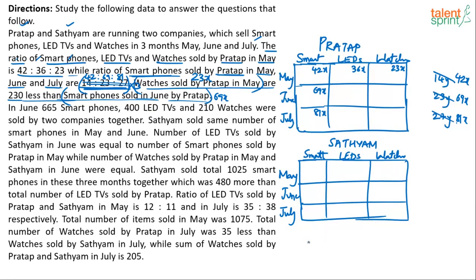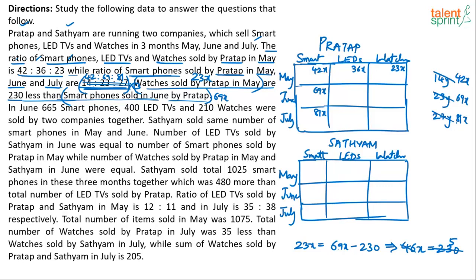Now write that equation. How does it look? 23x is equal to 69x minus 230. 23x is 230 less than 69x, right? So when you simplify, what do you get? 69x minus 23x is 46x. 46x equals 230. Yes or no? 69 minus 23 is 46. 46x equals 230, which means x is equal to 5. We've got the value of x now. We know that x is equal to 230 by 46, which is 5.